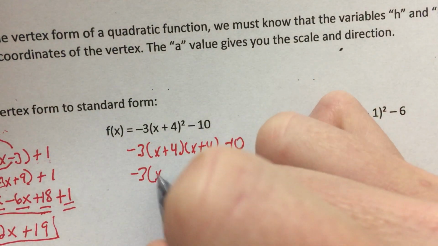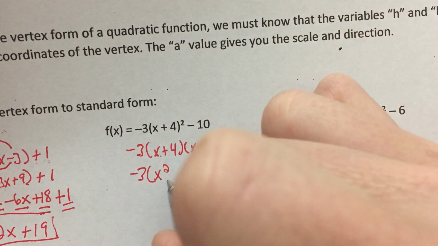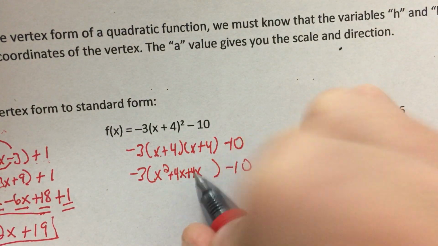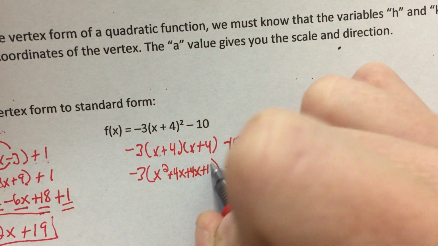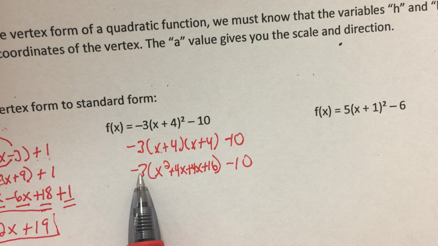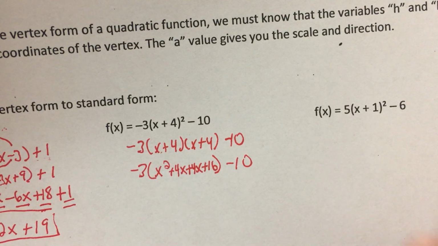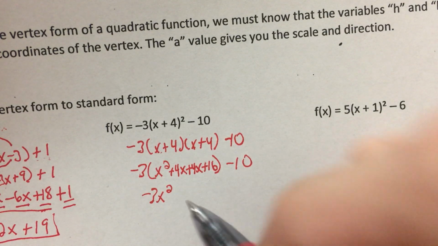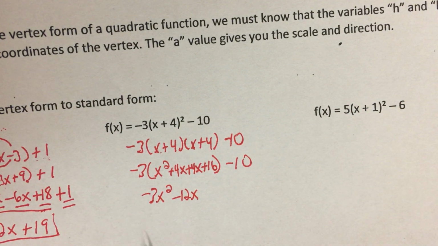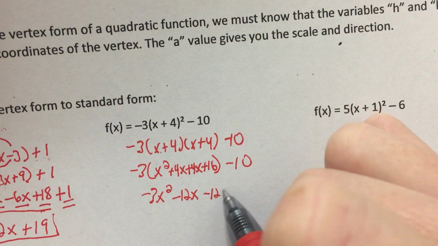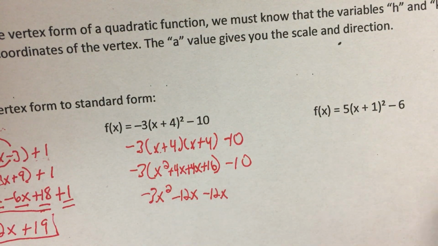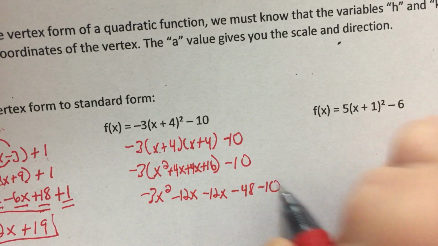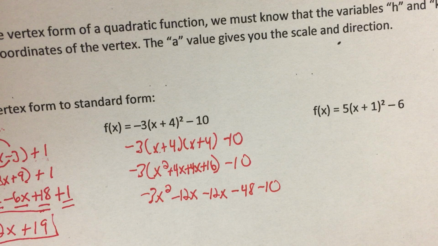X times x, x squared. X times a positive 4, positive 4x. 4 times x, another positive 4x. And 4 times 4 is 16. The negative 3 now gets distributed to each term inside the parentheses. Negative 3 times x squared, negative 3x squared. Negative 3 times 4x, negative 12x. Negative 3 times 4x again, negative 12x. Negative 3 times positive 16 is a negative 48. Don't forget to bring down the minus 10.